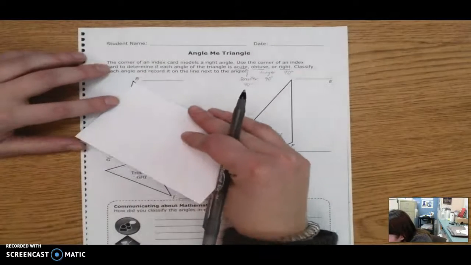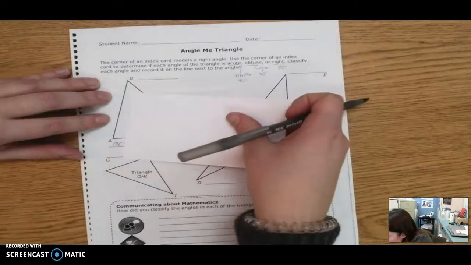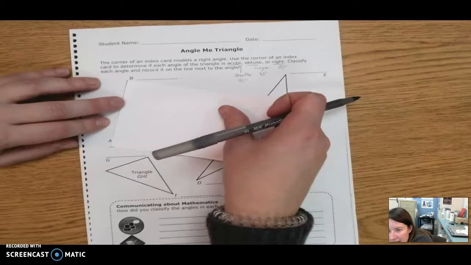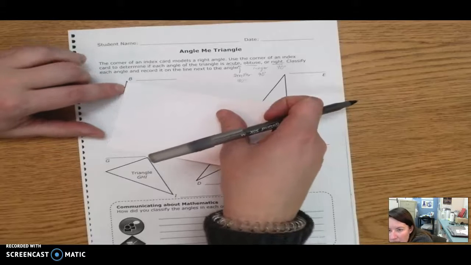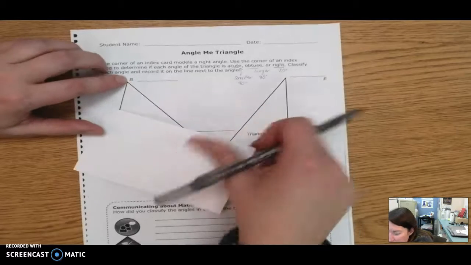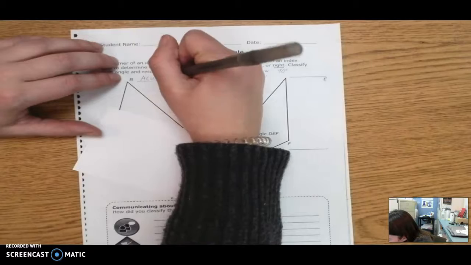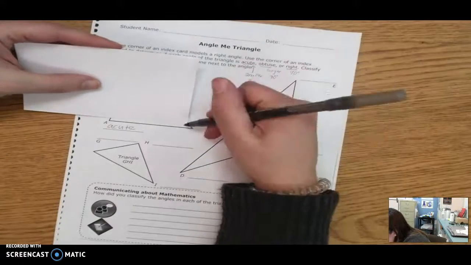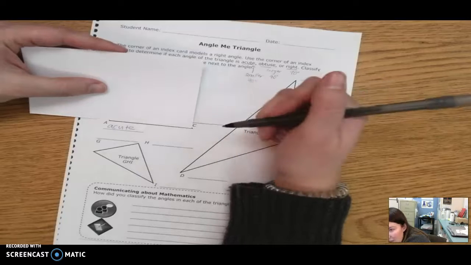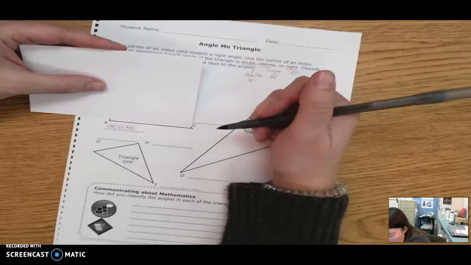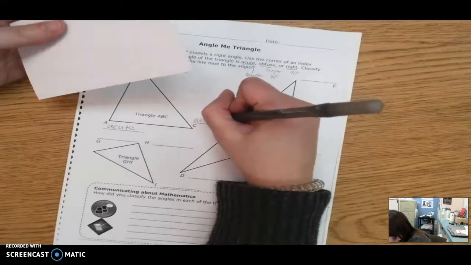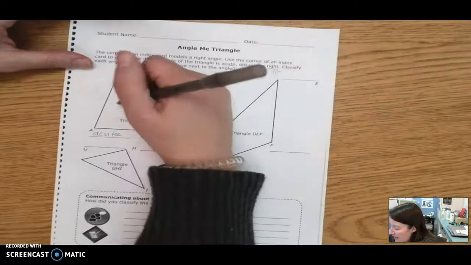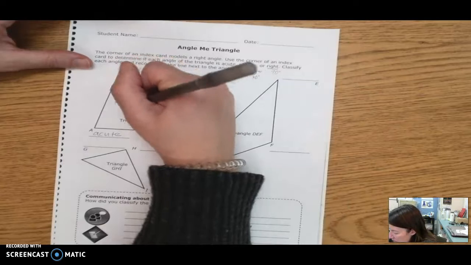All right, let's check B. Look, if I line this up, it's totally covered too, right? I'm putting the corner of my card into the corner of the triangle. It covers it up. That means this is acute. All right, let's check C. Putting the corner in here. It covers C up completely. That means this is acute. So if I have three acute angles, what kind of triangle is that? This is an acute triangle.